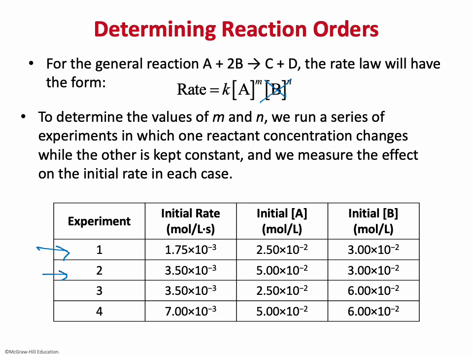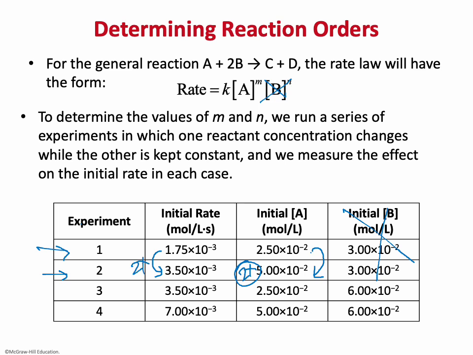Okay, so let's see. In this case, B is not changing, which means I can ignore B, right? What is happening to A? The A concentration is changing from 2.5 times 10 raised to the power minus 2 to 5.0 times 10 raised to the power minus 2. A became doubled, right? 2.5 became 5. Now let's look at the rate. The rate went from 1.75 times 10 raised to the power minus 3 to 3.5 times 10 raised to the power minus 3. If you take 3.5 divided by 1.75, you will find that the rate also doubled.